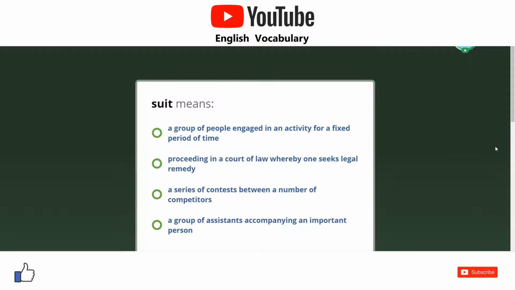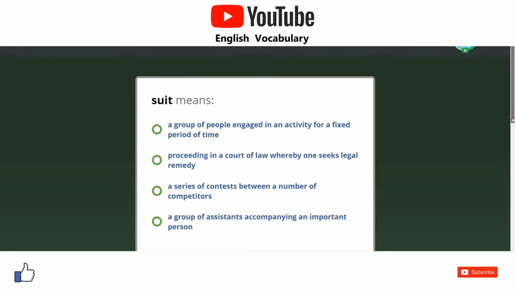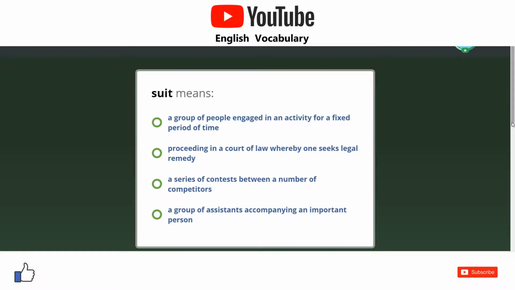Question 6. Which is the best definition for the noun, suit? A. A group of people engaged in an activity for a fixed period of time. B. Proceeding in a court of law.